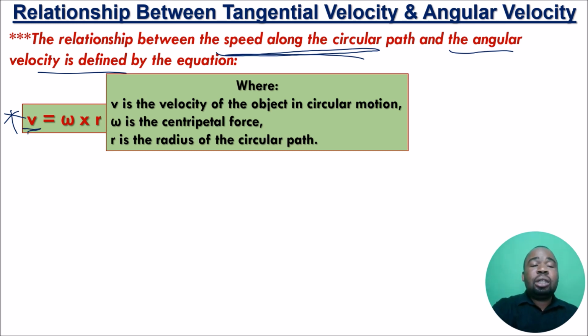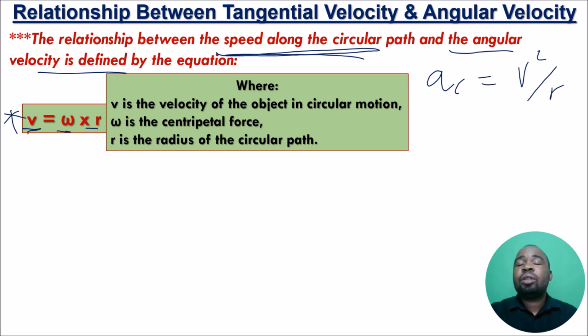Tangential speed is equal to omega r. Now, in the last lesson, we agreed that centripetal acceleration is equal to v squared over r. So, based on this relationship, can we find centripetal acceleration using omega? Then we can say yes.